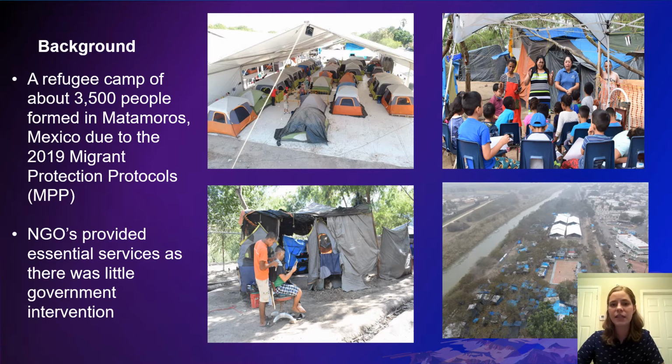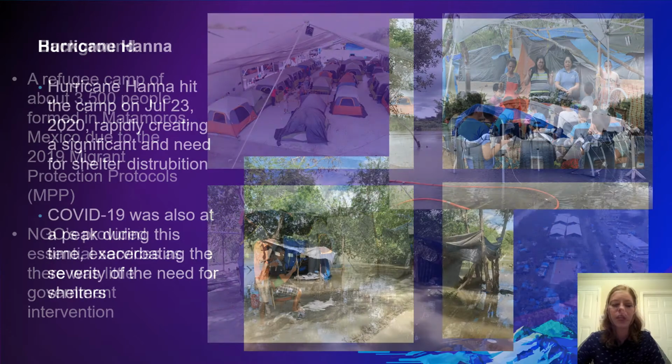At its peak, the camp in Matamoros, Mexico had about 3,500 people. Sitting on the banks of the Rio Grande, the camp is about 7 acres in size, and most of the population come from Guatemala, Honduras, and El Salvador, although there's also people from other places. Most of the humanitarian aid was provided via NGOs, as there was very little government assistance. Two of the NGOs that were involved on this particular project were Solidarity Engineering and Global Response Management.